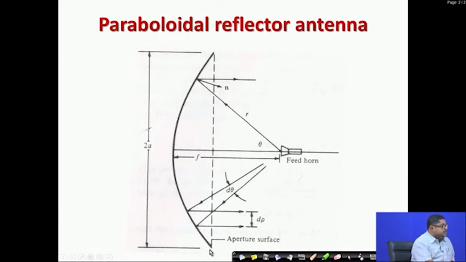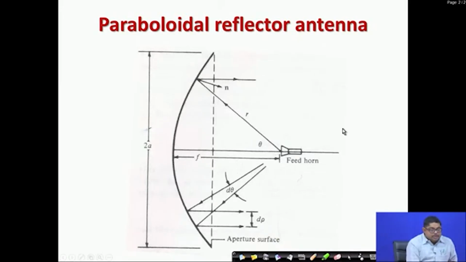The diameter of this aperture is 2a, or the radius is a. Now, this is an important ratio, as we will see: this f by 2a, or f by d, is a specification for a parabola, because it determines all its radiation properties. People generally call it the F by d ratio.